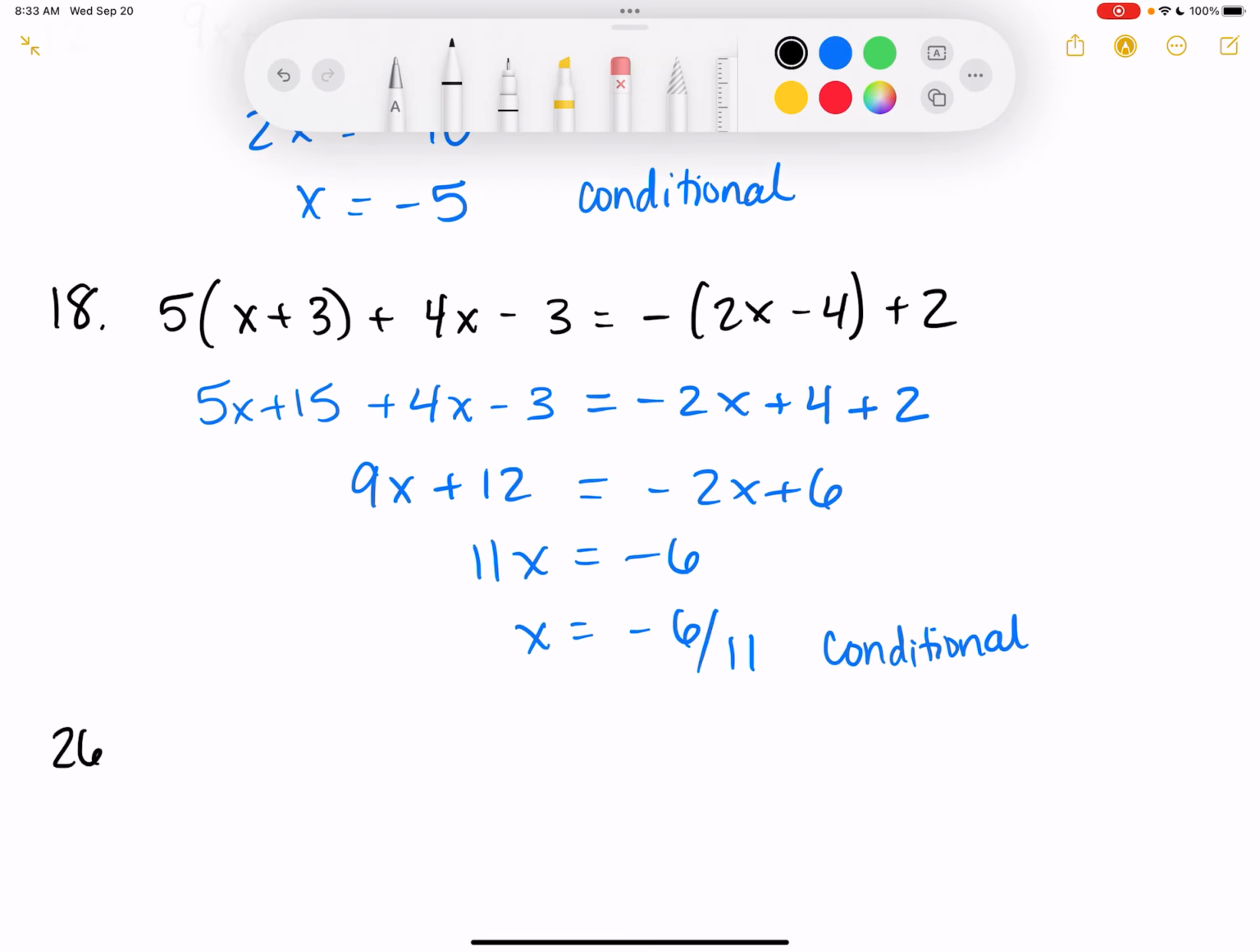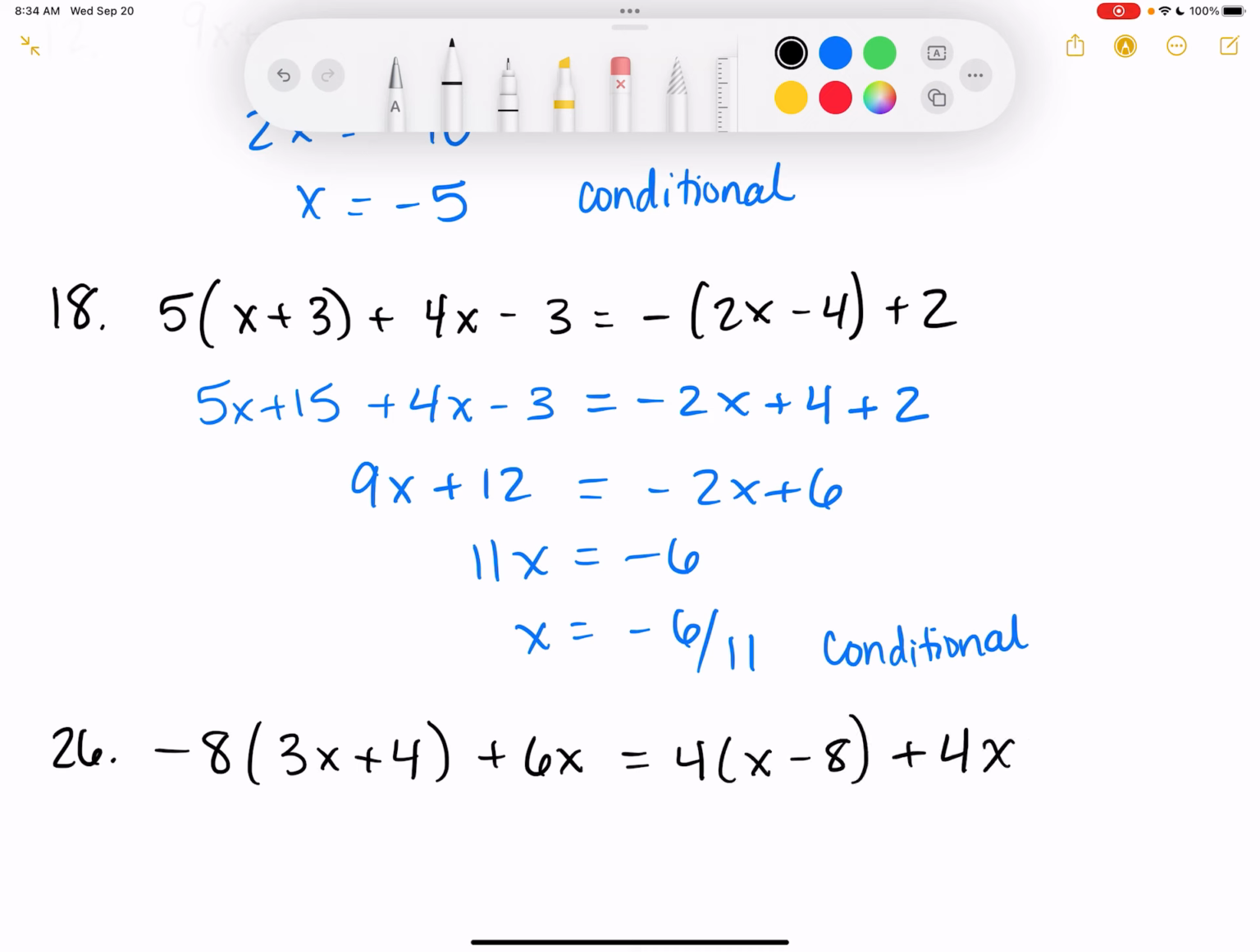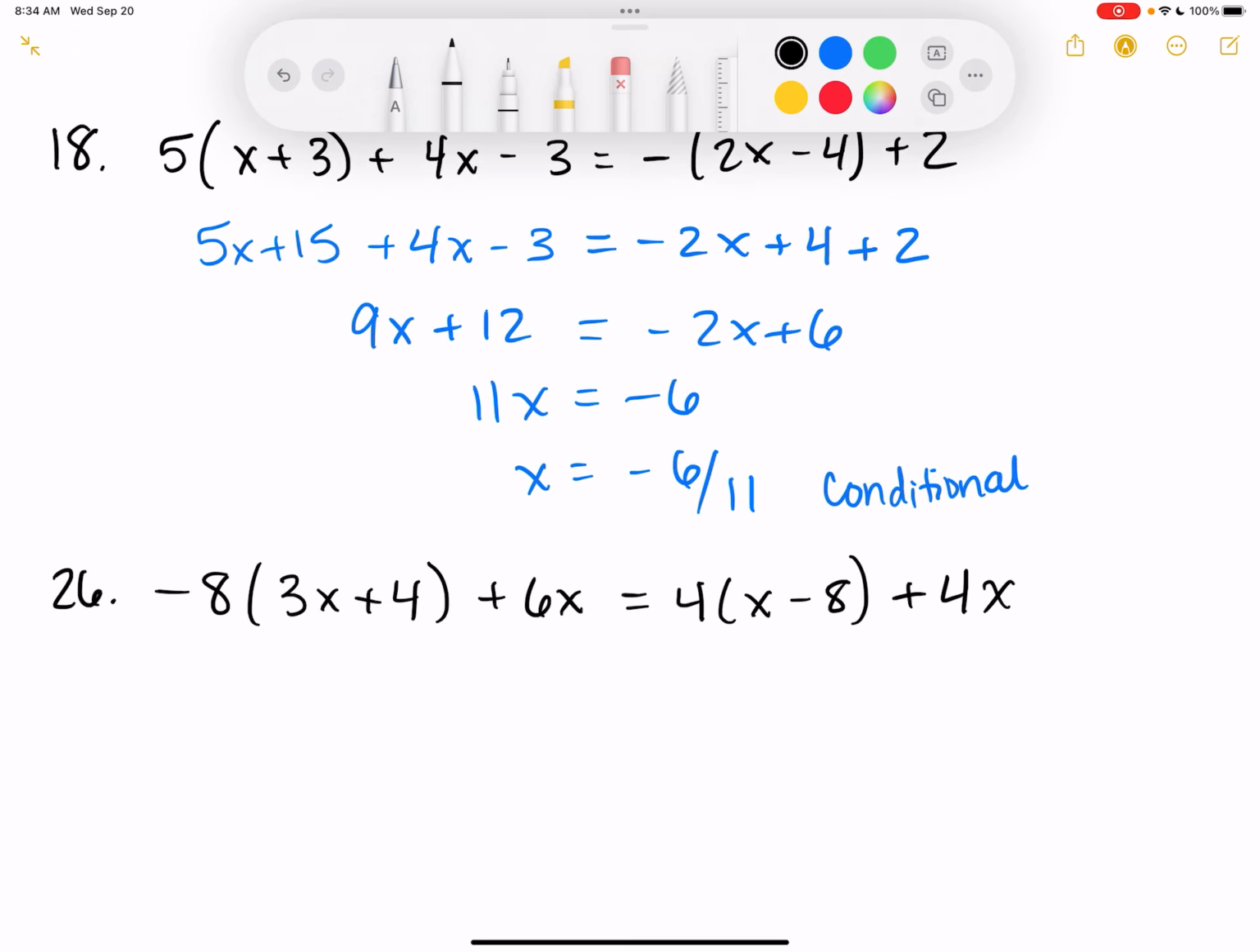Another one kind of like that. 26. Negative 8 times 3x plus 4 plus 6x is equal to 4 times x minus 8 plus 4x. So I'm going to distribute first again. Negative 24x minus 32 plus 6x is equal to 4x minus 32 plus 4x.